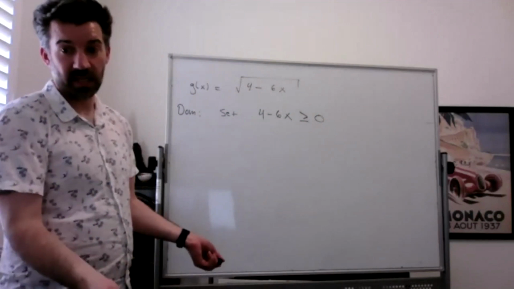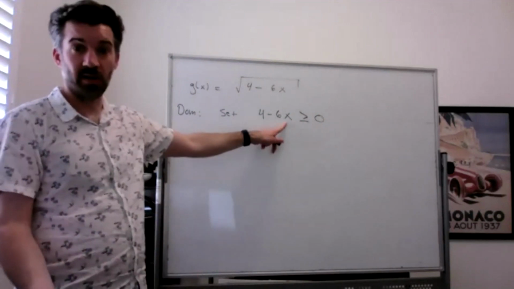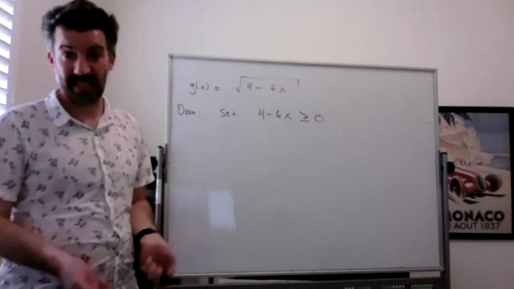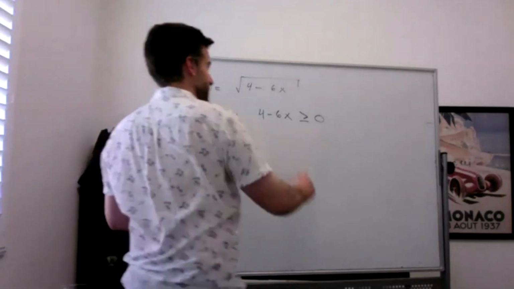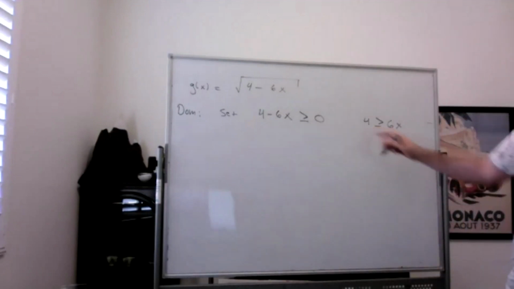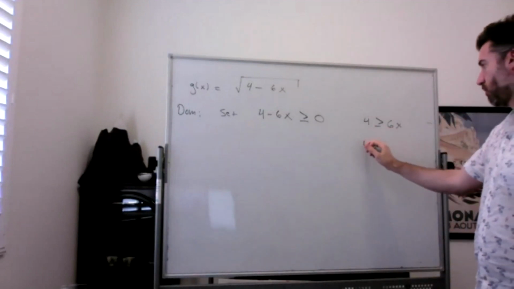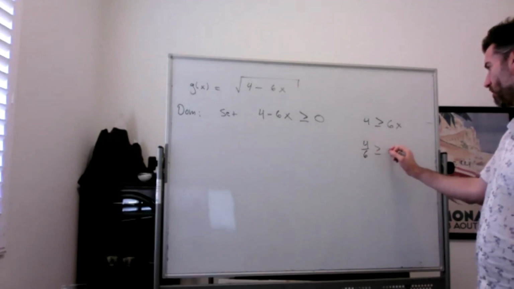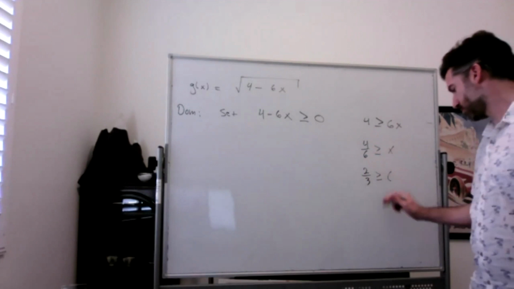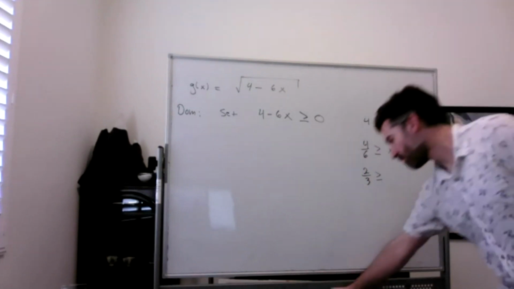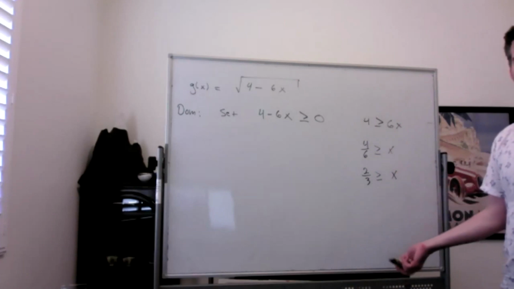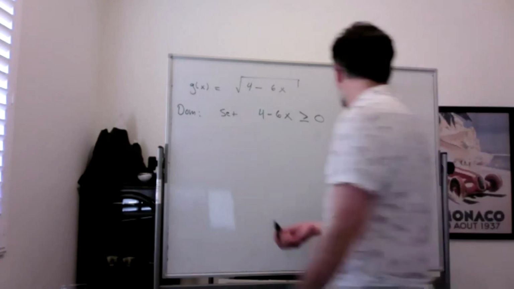And then in this case, since it's a linear equation, right, I only have x to the first power and no other powers of x, I can just isolate x. So I can add 6x to both sides. So 4 is bigger than or equal to 6x. And I can divide both sides by 6. So that 4/6 is bigger than or equal to x. Or reduce that fraction, 2/3 is bigger than or equal to x.